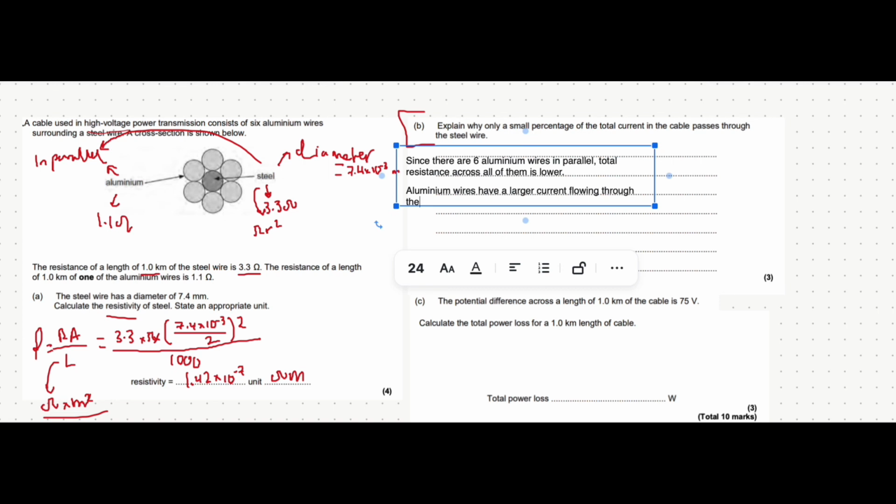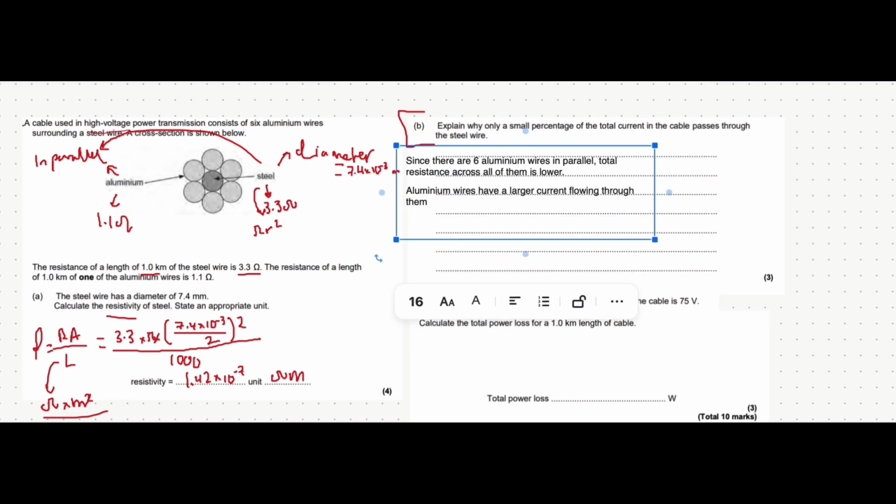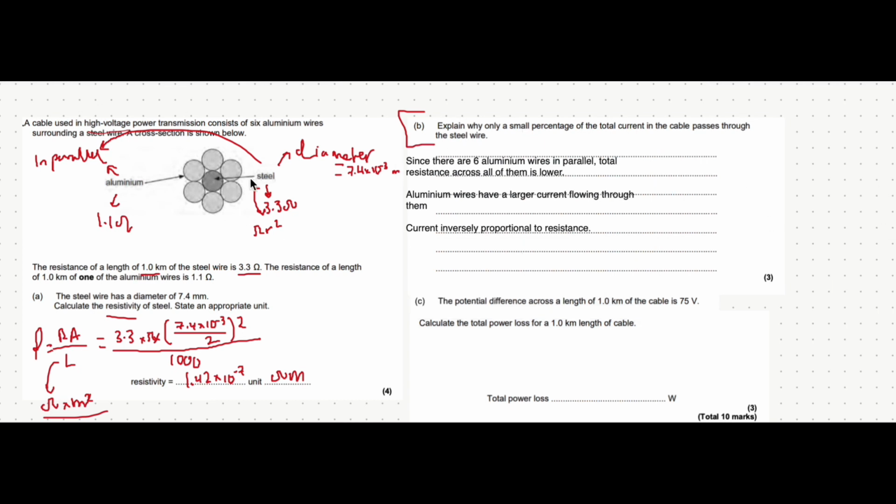That'll get you the second mark, and then the third mark is for explaining the relationship between them, which is that this is because the current is inversely proportional to resistance. You could make the opposite argument to get all 3 marks. You can say that, well, because there's one steel wire, it will have a larger total resistance than the aluminium wires combined, which would then mean less total current flowing through the steel wire because current is inversely proportional to resistance.